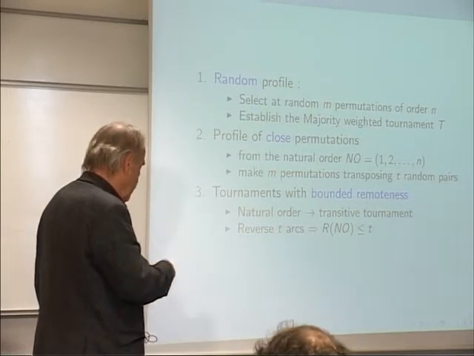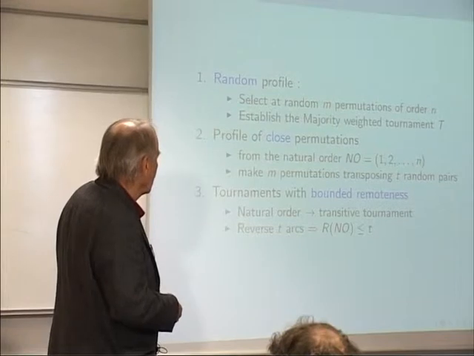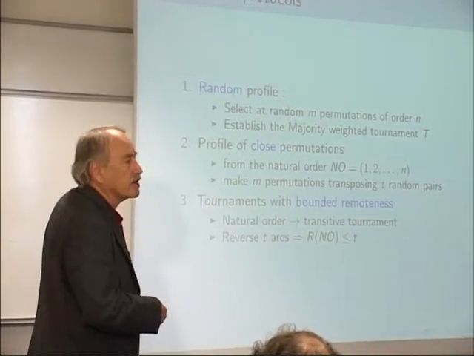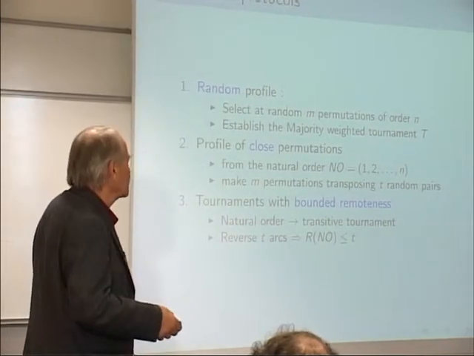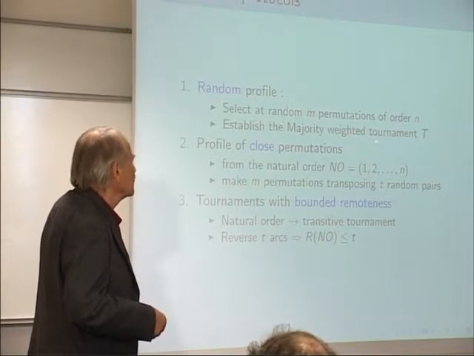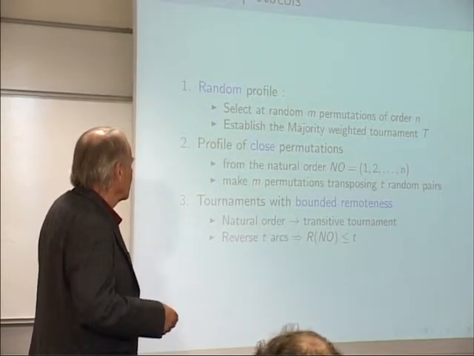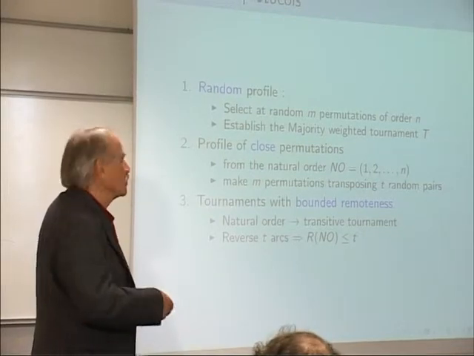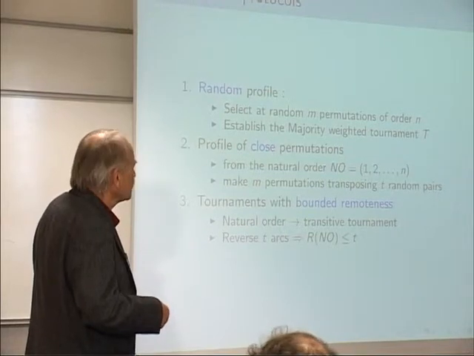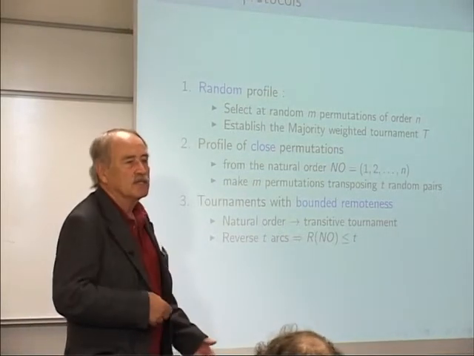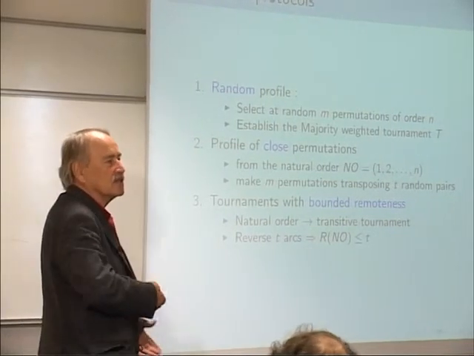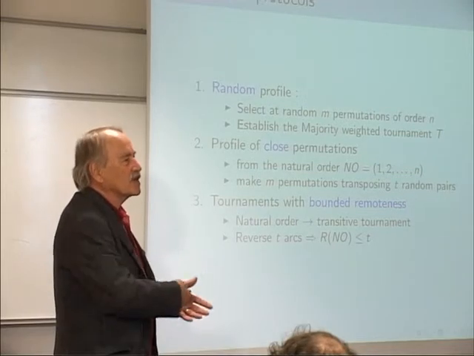And so I will select three kinds of data. Random profile. Okay, I take m random permutations on X with n elements, and I establish the majority weighted tournament T. Okay, and I compare decomposition and no decomposition. I have another test, because the problem with random permutations is the consensus has no meaning. So you can obtain something, but something which is not very close.